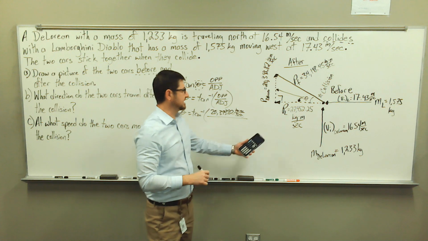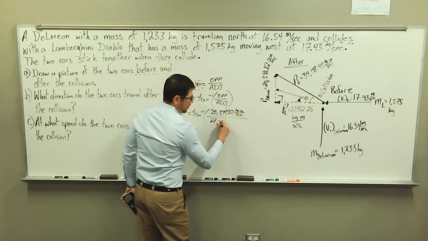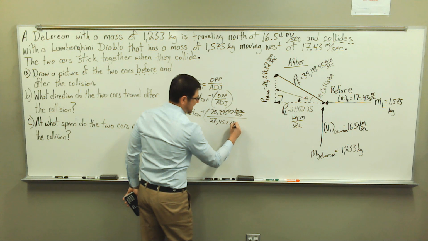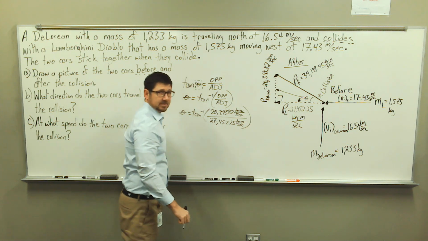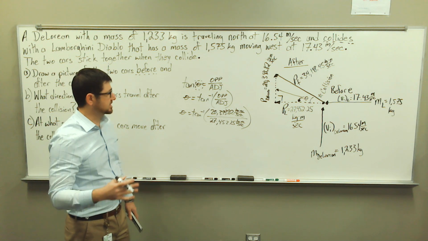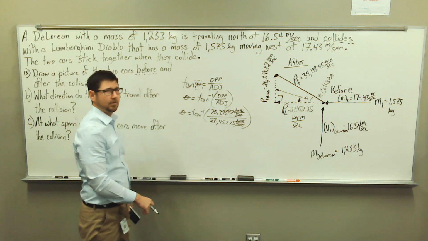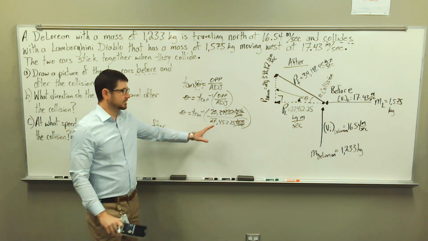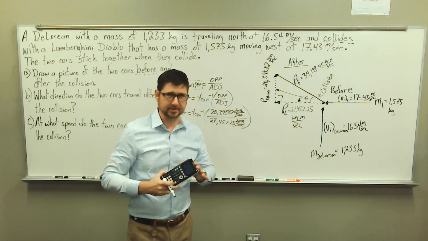This is the momentum of the Lamborghini. I've got 27,452.25 units of kilogram meters per second. You can see immediately that the units of kilogram meters per second will cancel. Boom, there we go. Now, let's just do a reality check before we start slamming numbers into our calculator here, okay?